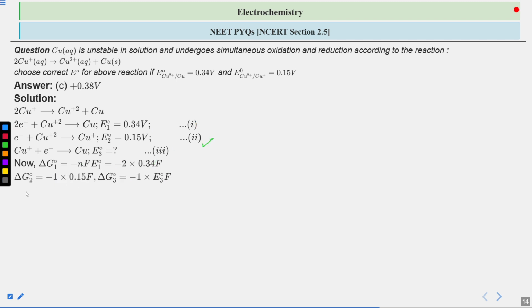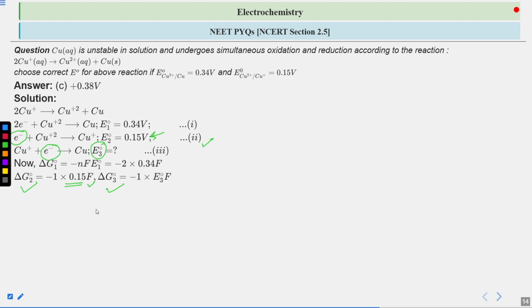Similarly, for the second reaction, delta G2 naught will be minus 1 times 0.15 Faraday, because only 1 electron is involved and 0.15 is the E naught value. Similarly, delta G3 naught is minus 1 times E naught 3, because 1 electron is involved in the third reaction. We don't know E naught 3, multiplied by Faraday. So these are the free energy values for the first, second and third reactions.